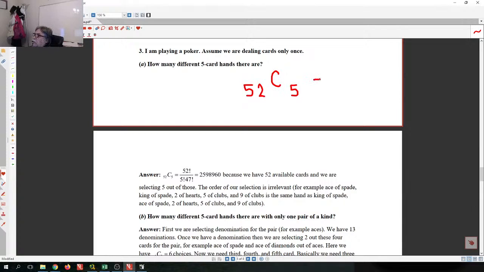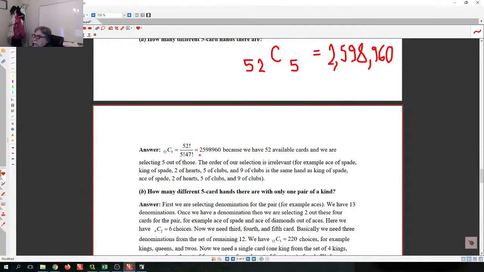Now you can use your calculator, and your calculator will tell you that the total number here is 2,598,960. It's a large number. I reasoned that here by using the formula, but of course you can use a calculator. It's much easier to do that.